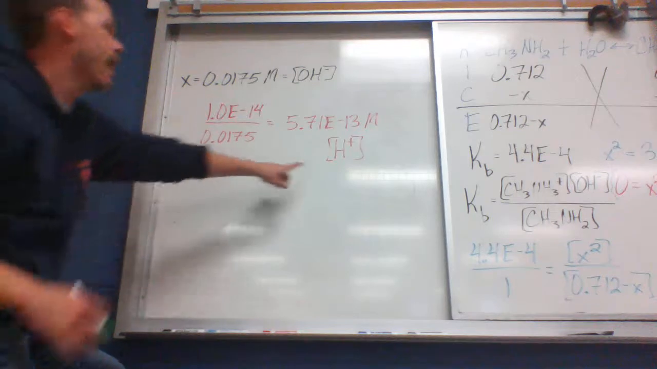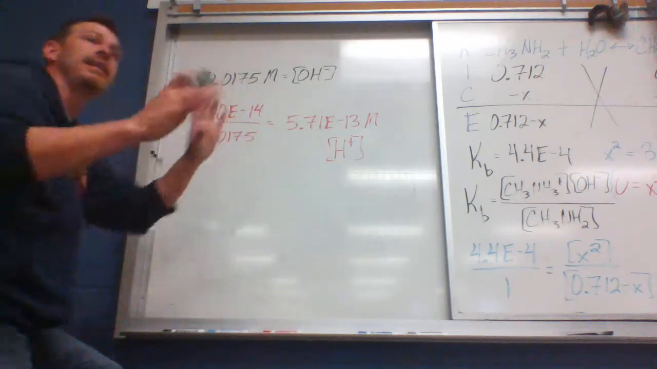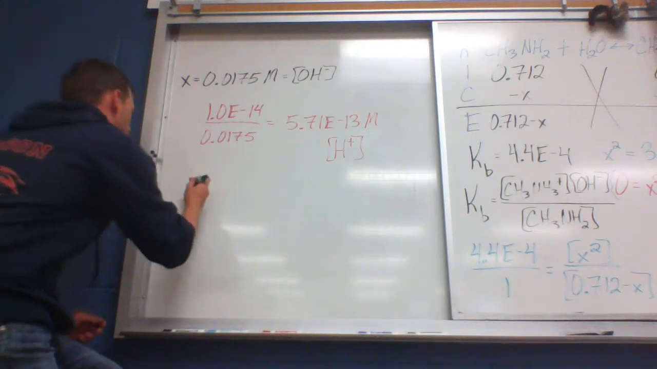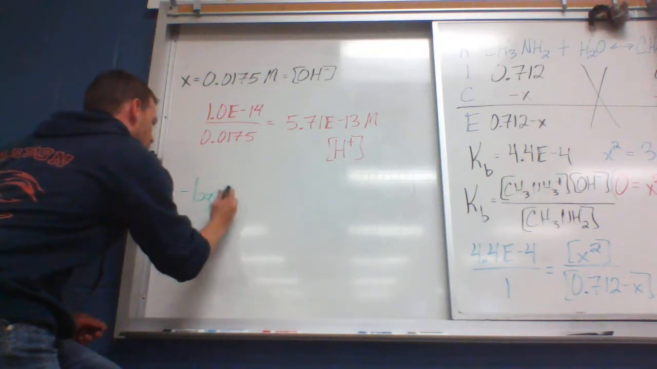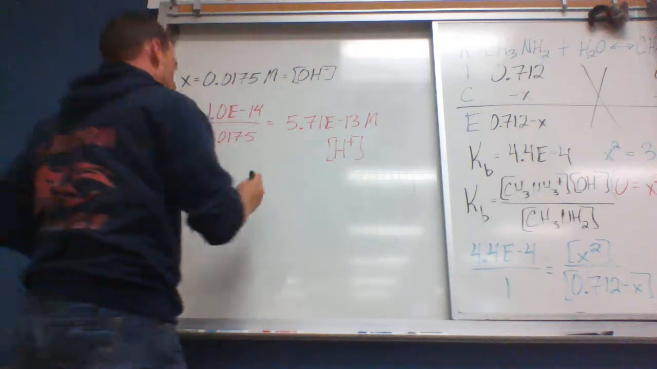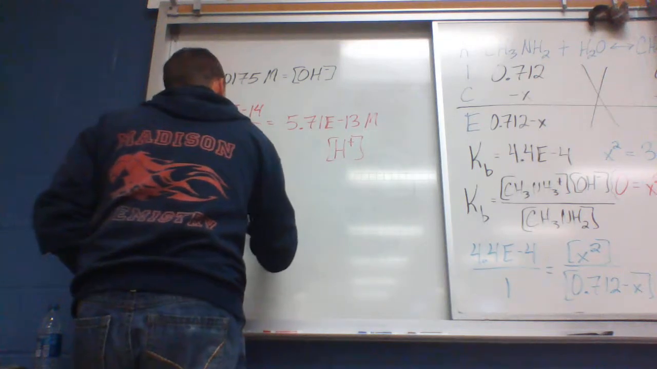Once we have that, now we have the strong type of species. Now finally we're back to the formula: negative log of a strong concentration will give you pH.